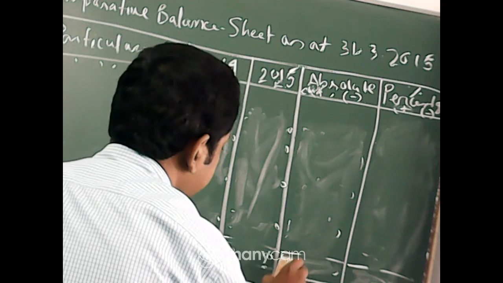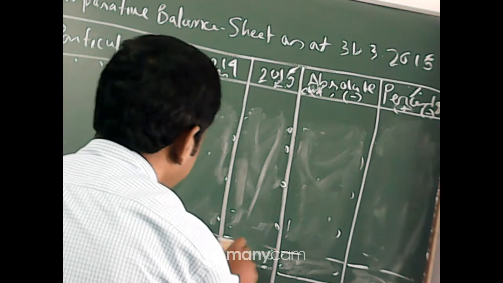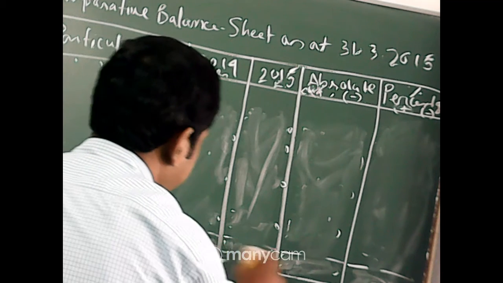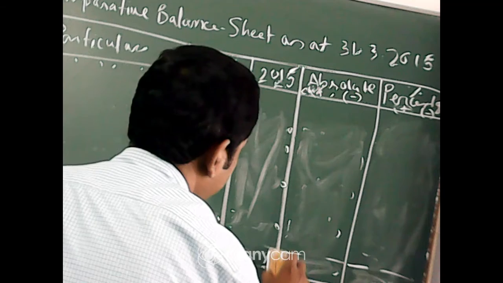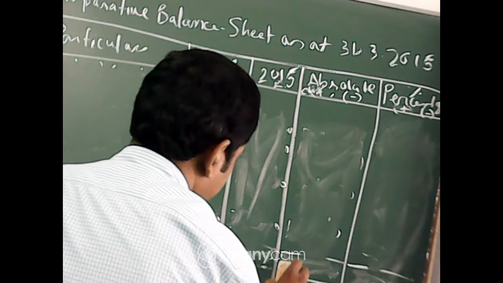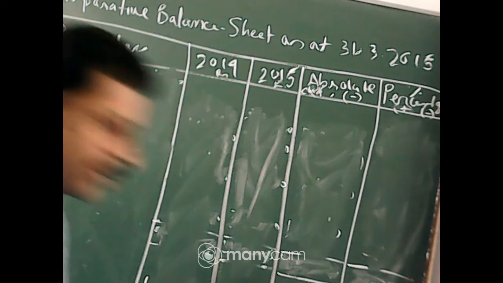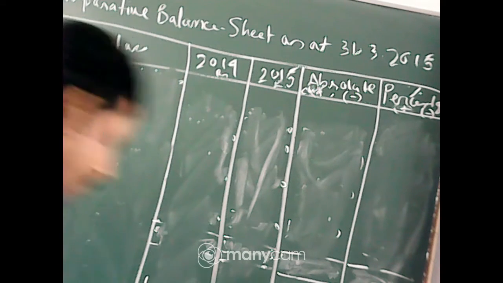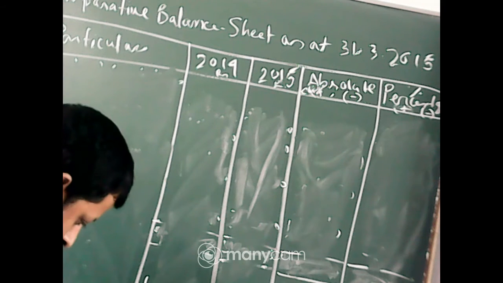But some math or practical problems are yet not done. We will do them later, because you do not understand. Only very few 3 or 4 marks questions will come from this chapter. This chapter is not very important for your board examination. But this comparative and common size balance sheet is very important from your board's perspective.